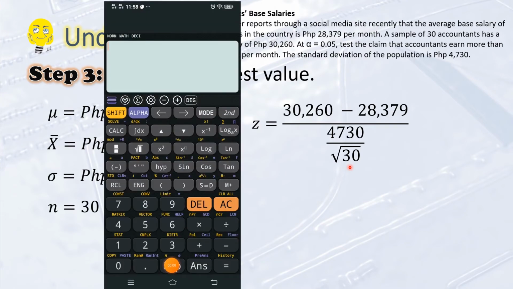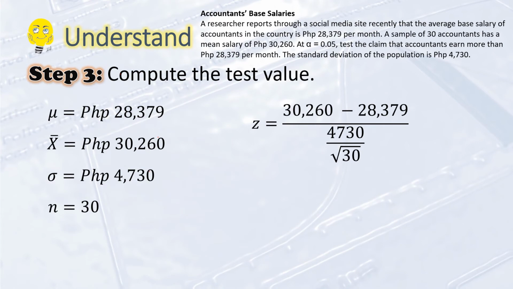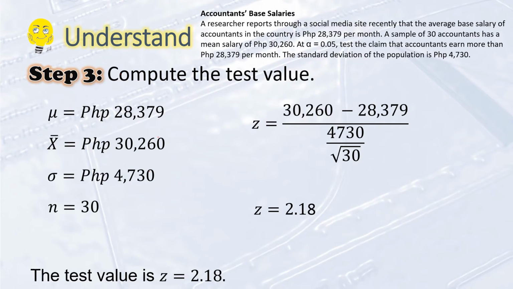Using our scientific calculator, we can simply press these values so that we can solve for z. 30,260 minus 28,379. In the denominator, we get another fraction, and then press 4,730 over the square root of 30. The answer is 2.17815, and so on. Hence, we round this off to 2.18. Therefore, the test value for z is 2.18.